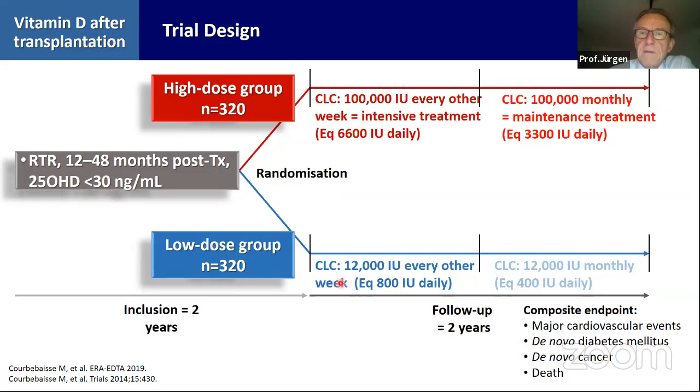And they were randomized to 12,000 units of native vitamin D every other week, so the equivalent of 800 units per day, or they were given 100,000 units, so really a lot, 6,600 units per day, and then during follow-up reduced to half of the amount. The composite endpoint was cardiovascular events, diabetes, cancer, death, transplant failure.